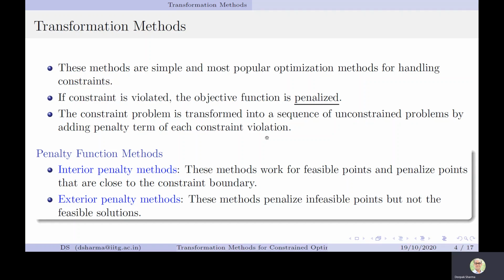We have two types of penalty function methods. First is called the interior penalty method. These methods work for feasible points and penalize points that are close to the constraint boundary. On the other hand, the exterior penalty methods penalize infeasible points, but not the feasible points. So in that case, we will be adding the penalty for the infeasible point.